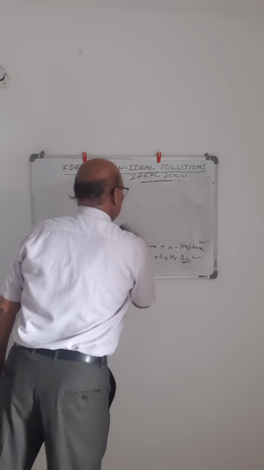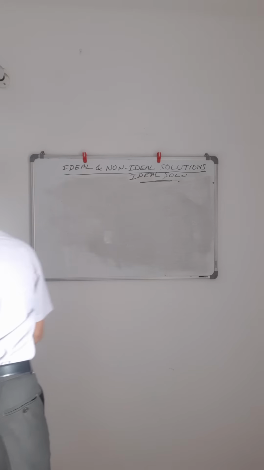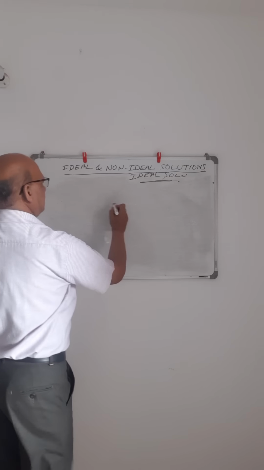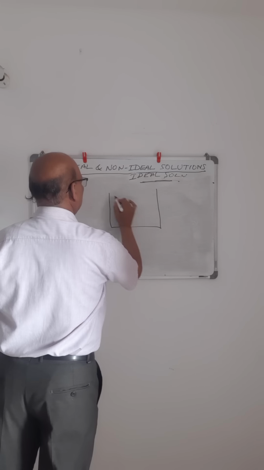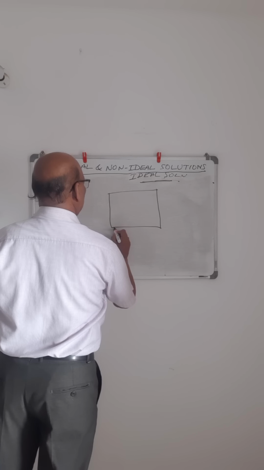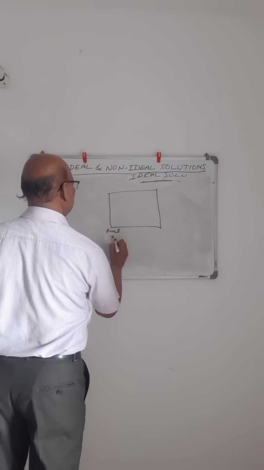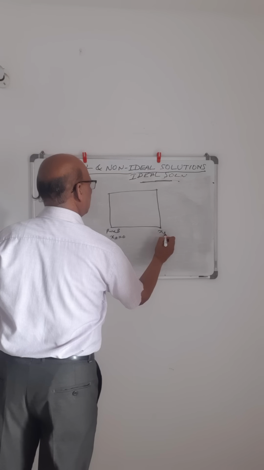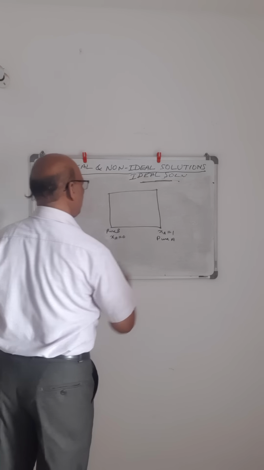Now we take how these ideal solutions can be represented graphically. Suppose I draw a curve like this. Here say it is pure B. If it is pure B, then XA will be 0 at this point. Here XA will be 1 because it is pure A.